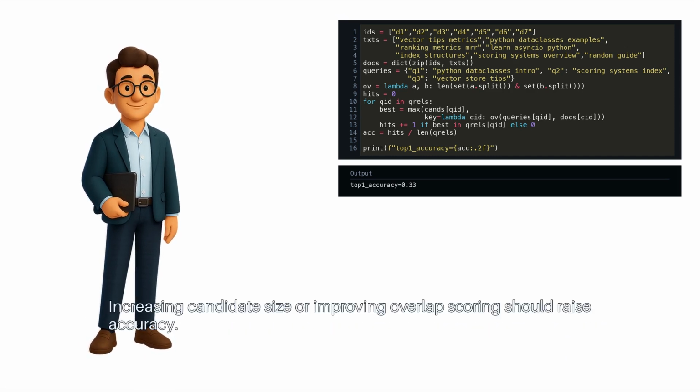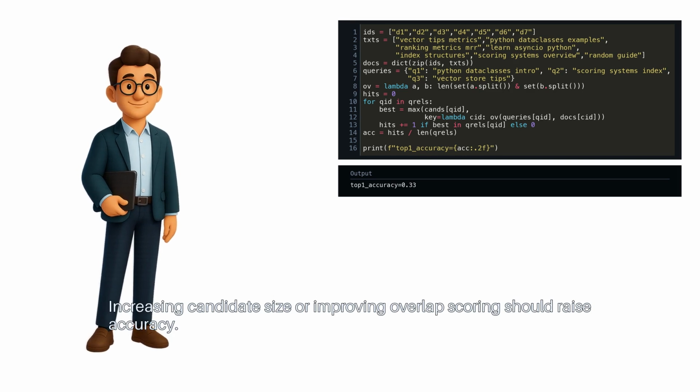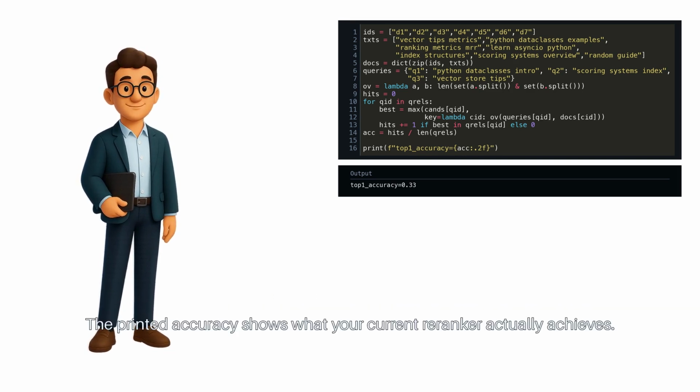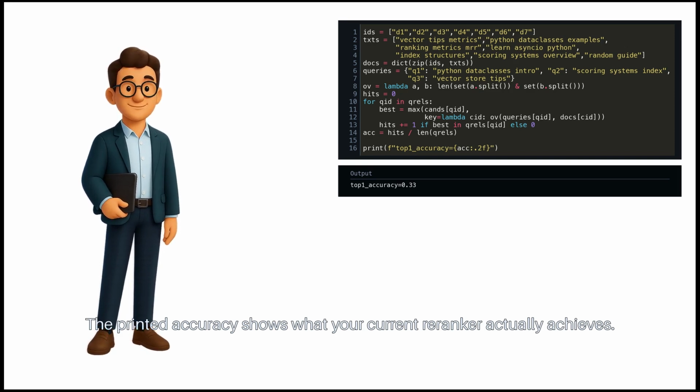Increasing candidate size or improving overlap scoring should raise accuracy. The printed accuracy shows what your current re-ranker actually achieves.